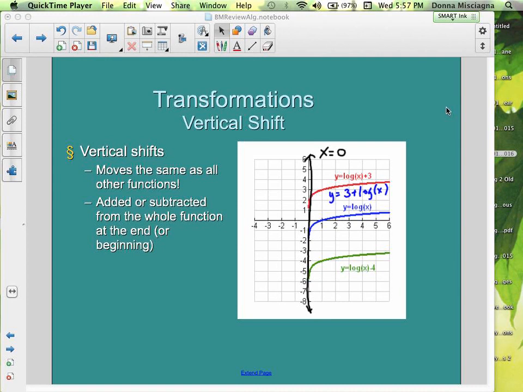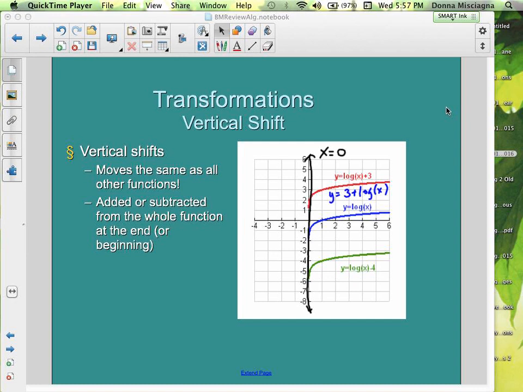So for instance, I have written up there in red and in blue, the red graph there is y equals log x plus 3. And it doesn't matter whether the 3 was in front or the 3 was in the back. So y equals log x plus 3, y equals 3 plus log of x. It's the same thing. So the blue graph is our base graph, y equals log x. Our base is 10, right?